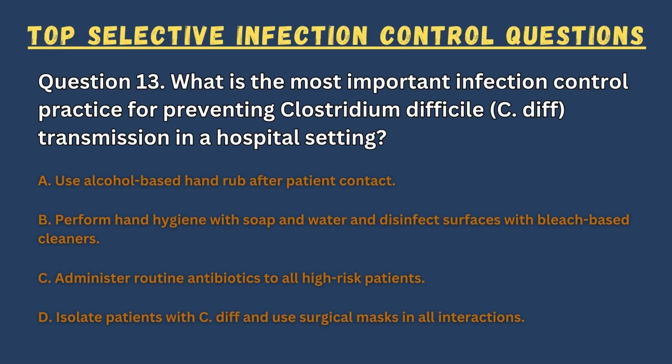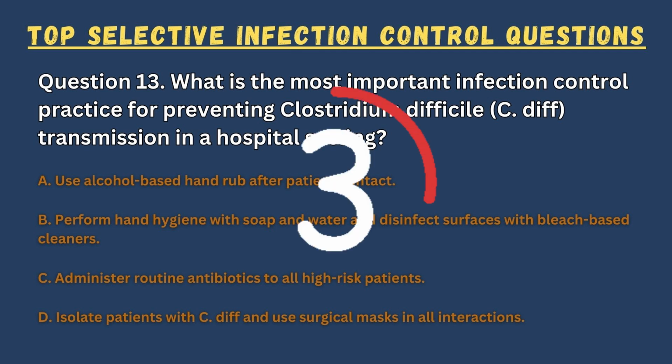Question 13. What is the most important infection control practice for preventing Clostridium difficile, C. diff, transmission in a hospital setting? A. Use alcohol-based hand rub after patient contact. B. Perform hand hygiene with soap and water and disinfect surfaces with bleach-based cleaners. C. Administer routine antibiotics to all high-risk patients. D. Isolate patients with C. diff and use surgical masks in all interactions.